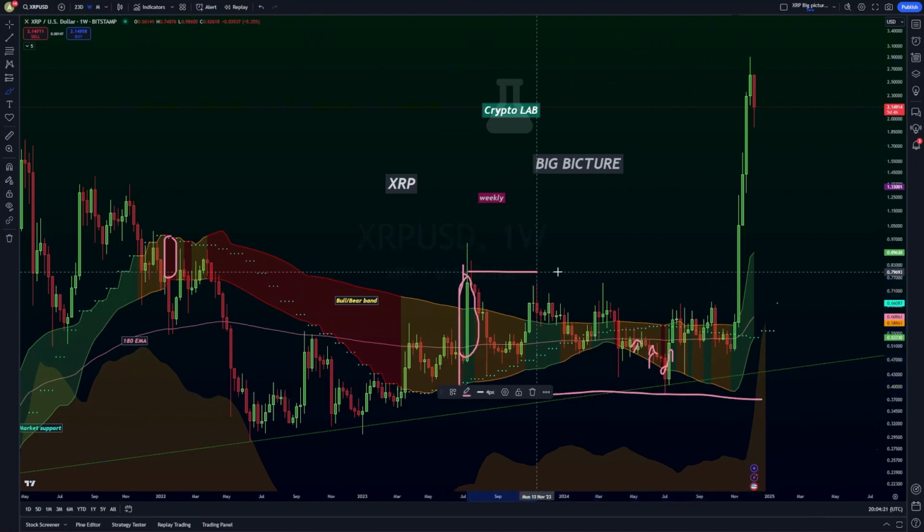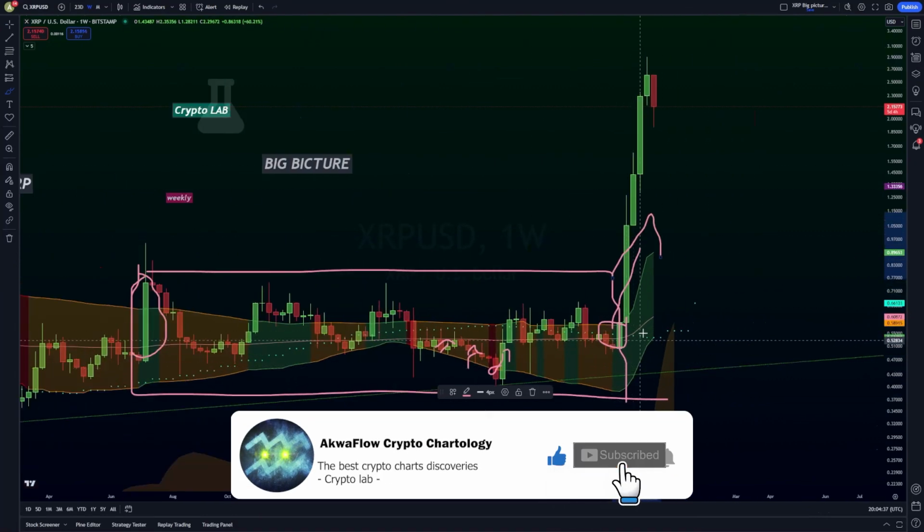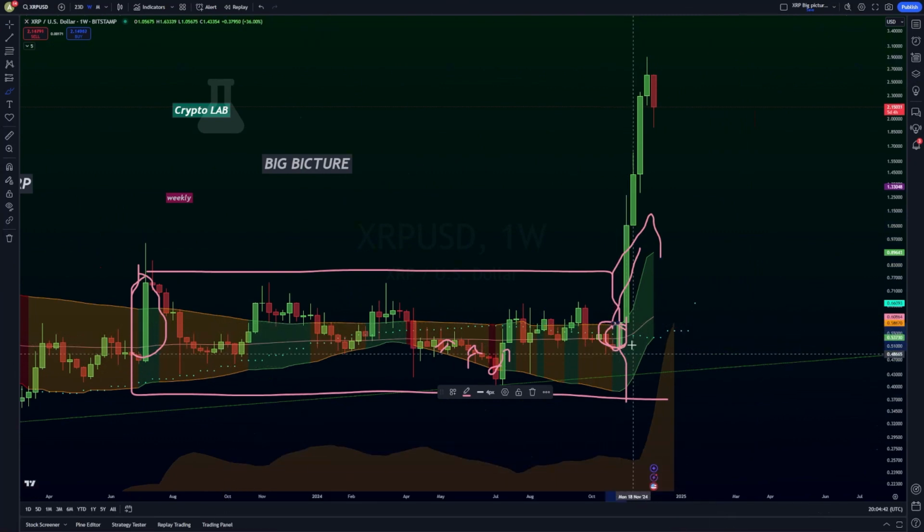And I know that this phase was very long until having our moonshot. And as you can see, currently the band is still green. In fact, it was green starting from this candle, and then we took off. So it's not a surprise anymore. XRP is in a bull market.